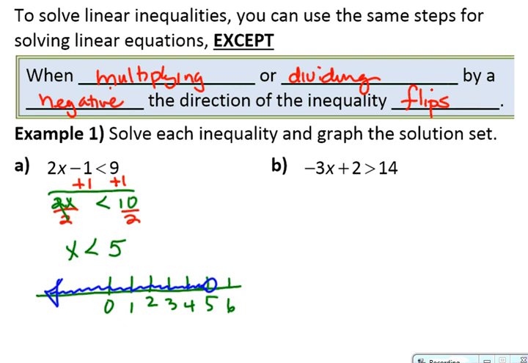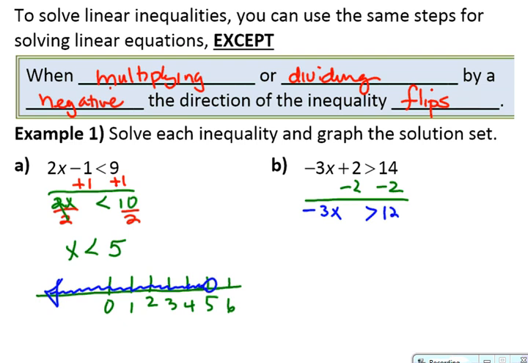B, we're going to solve this. I'm going to begin by subtracting 2 from both sides, and that will leave us with a negative 3x is greater than 12. Notice we're keeping the direction on that inequality sign in both of these problems. The inequality sign maintained its direction. And 14 minus 2 is 12.